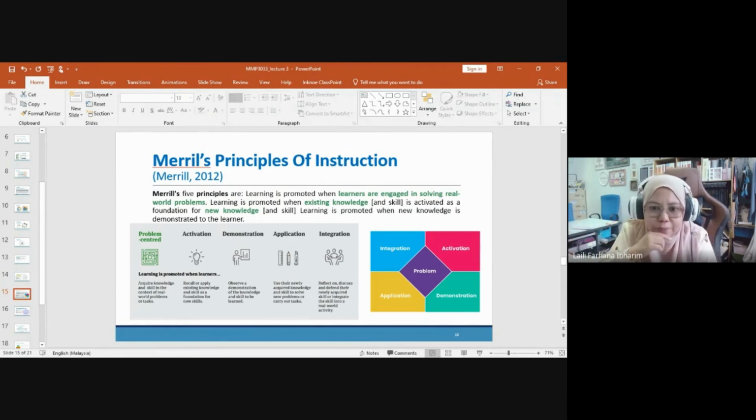So Merrill's principle of instruction promotes learning when learners are engaged in solving real world problems. So we give our students the real problem that happens around them. Okay, and learning is promoted when existing knowledge and skill is activated as the foundation for new knowledge and skills. Okay, so here learning is promoted when new knowledge is demonstrated to the learner. For example, you have learned about structure and stability. For example, in science, you have learned about the stability of a building.